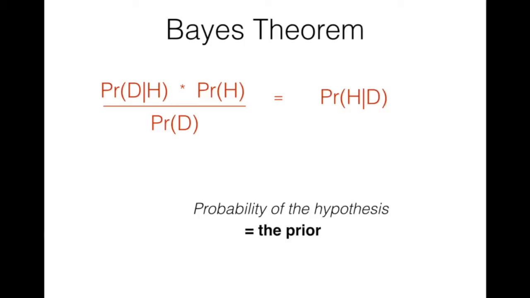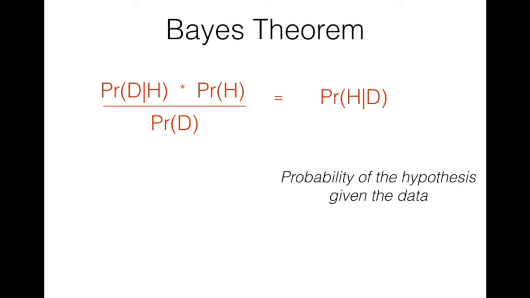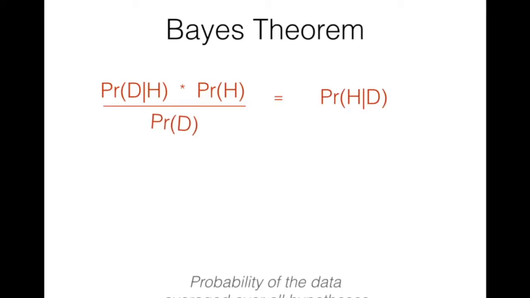In other words, this is the prior, the probability we assign to the hypothesis before we even look at our data. And then we have the probability of the hypothesis given the data. This is the results. This is what we want to know. We also have this funny term down here, probability of D, which represents the probability of the data averaged over all possible hypotheses and parameter values. This term is really hard to calculate and is often constant for most Bayesian analyses.